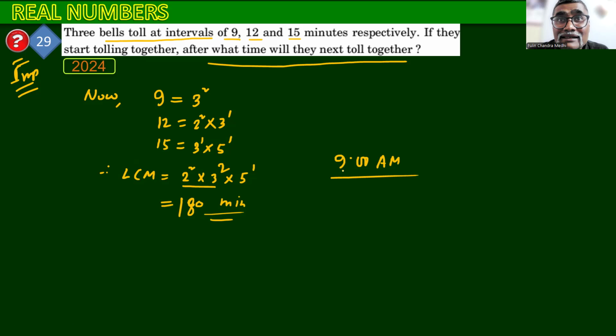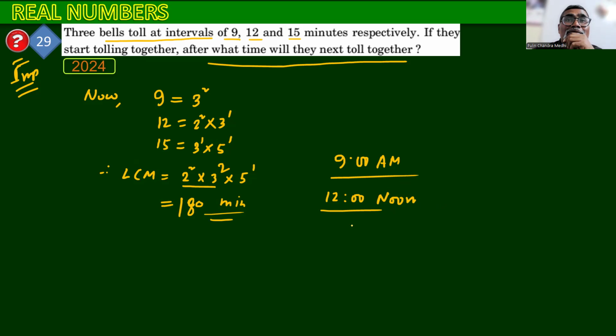So if it is 9 a.m., then 10, 1 hour, 11, and then 12. If it is a.m., then it is 12 noon, right? So 3 hours it takes so that they will ring again together. And then I can ask you this question as well: how many times does the first bell ring in between this span? So you find it.